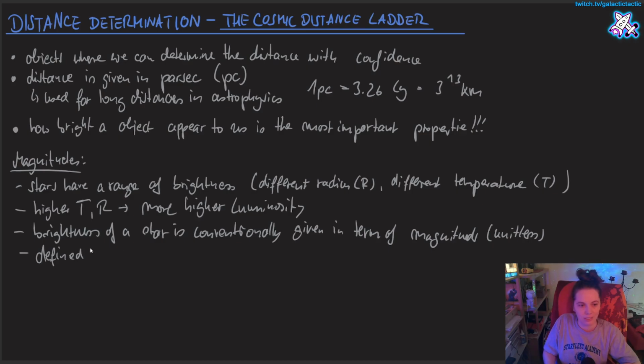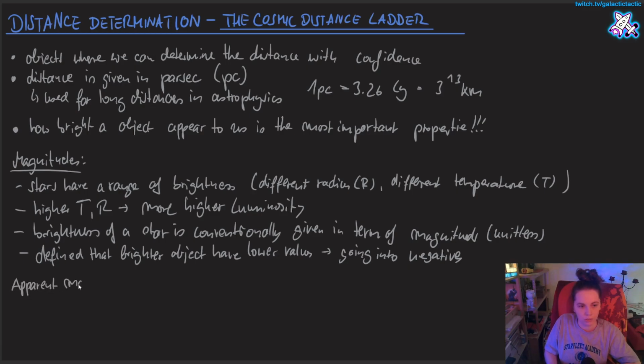Defined so that brighter objects have lower values, even going into negatives. We're even going into negatives with that. And there are two different magnitudes. There is the apparent magnitude, which is labeled with a small m.